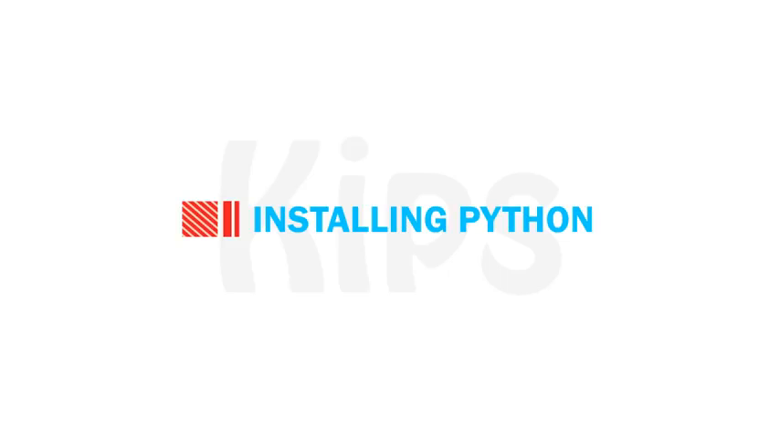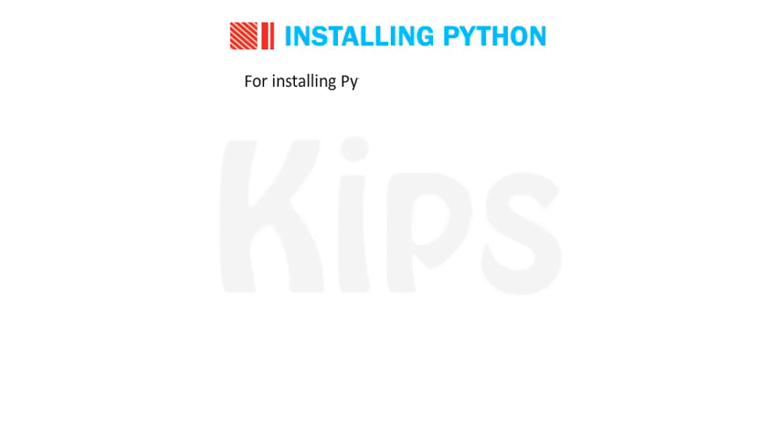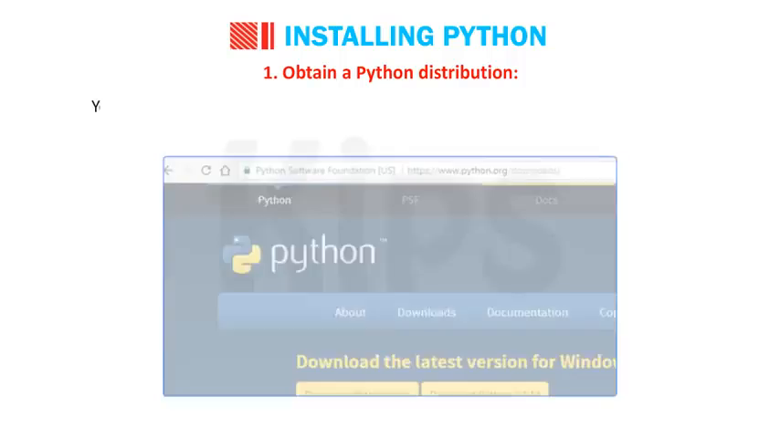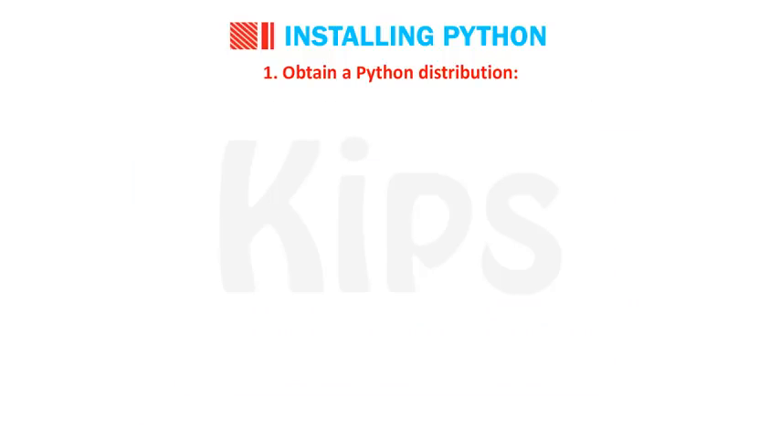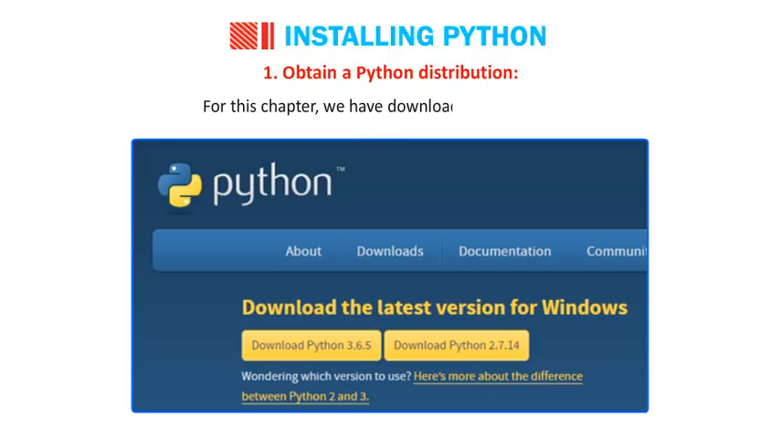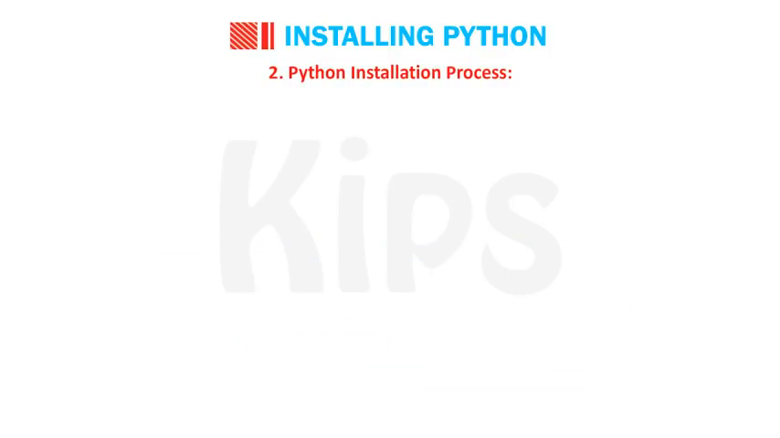Students, let us find out how to install Python. For installing Python, follow these steps. Number 1. Obtain a Python distribution. You can download different Python distributions from www.python.org/download. For this chapter, we have downloaded Python 3.6.5. Number 2. Python installation process.